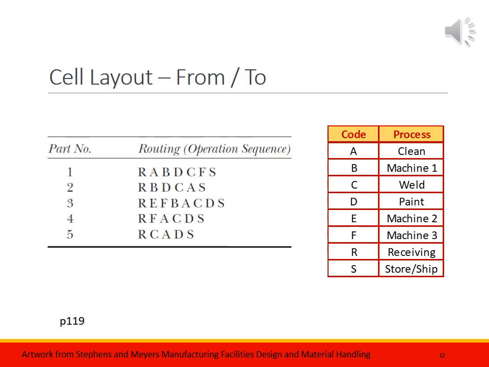What I have here are what I'm calling process codes, and they're the same things that are in the book. A is a cleaning operation, B is machine 1. I'm just arbitrarily assigning A, B, C, D, right? Paint, machine 2, machine 3, R for receiving, and S for storage and shipments. So not exactly alphabetical, but see.